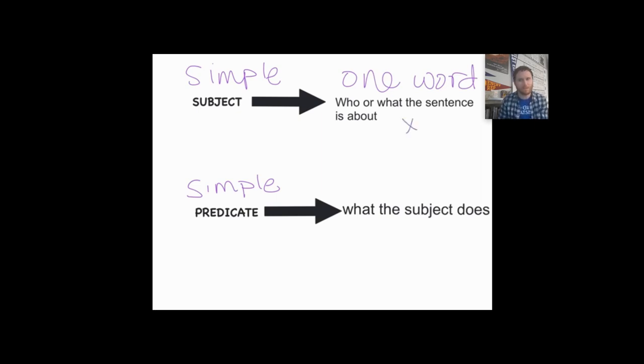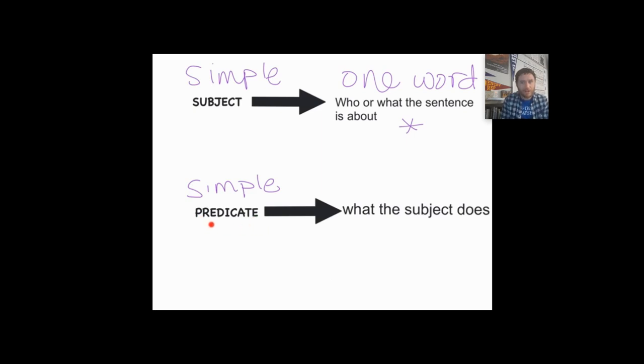So keep in mind, if it's a proper noun like Mr. Spencer, that would be two words, Mr. and Spencer, but that forms one noun idea. Does that make sense? It's a proper noun, they go together, Mr. and Spencer.